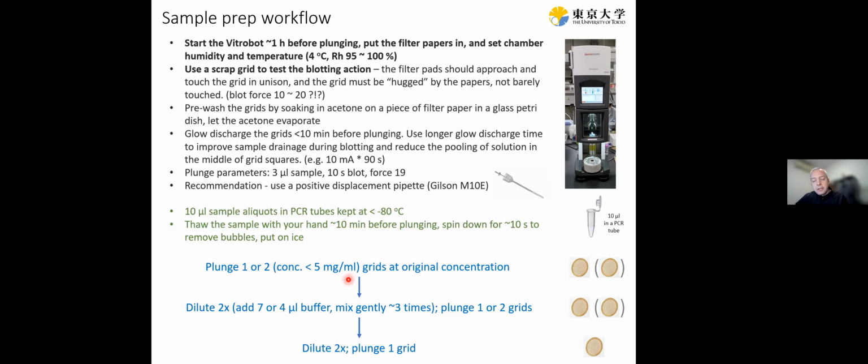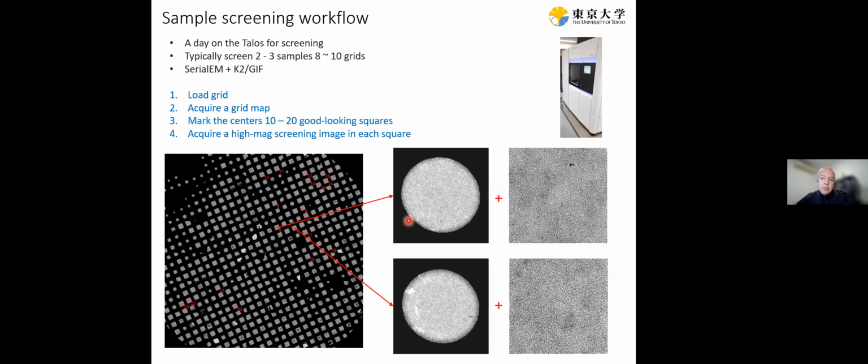If it's not too high, say if it's at 3 milligrams per milliliter, then maybe 2 grids. Dilute twice, so add buffer for a 2 times dilution, plunge 1 or 2 grids, and then if it's really high concentration, say 10 milligrams per milliliter or even 12, I've gotten some samples like that, then maybe plunge a third grid with a 4 times dilution. Then the screening process: we do the screening on the Talos, typically between 8 and 10 grids, depending on how many samples, and this takes 1 day.